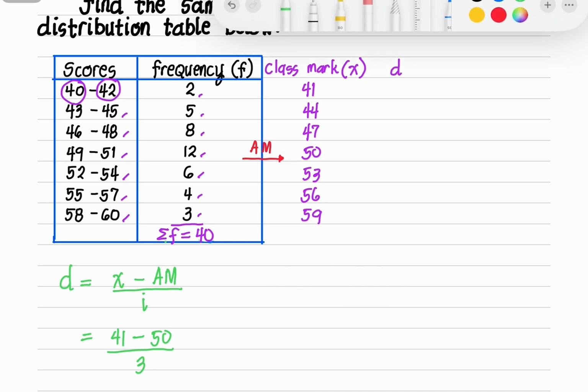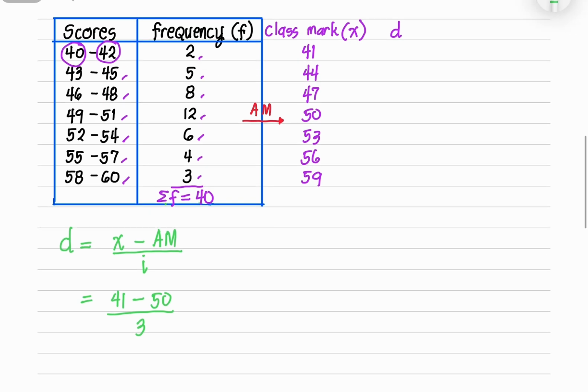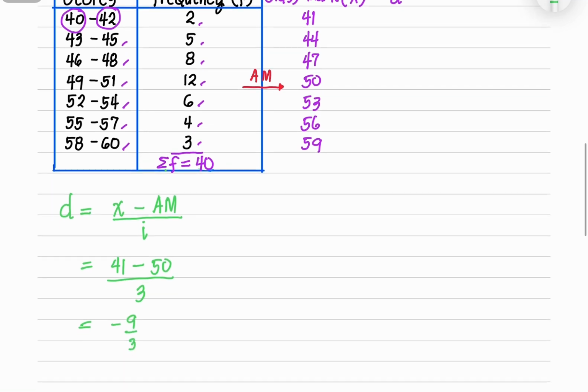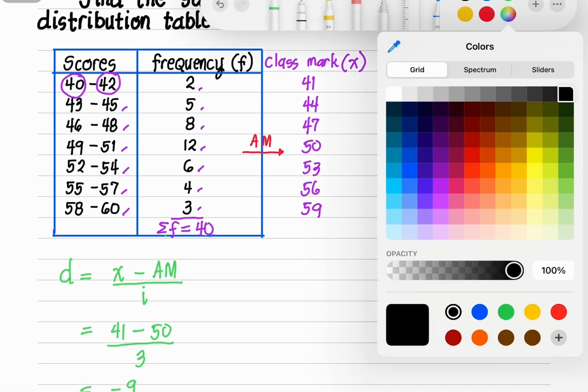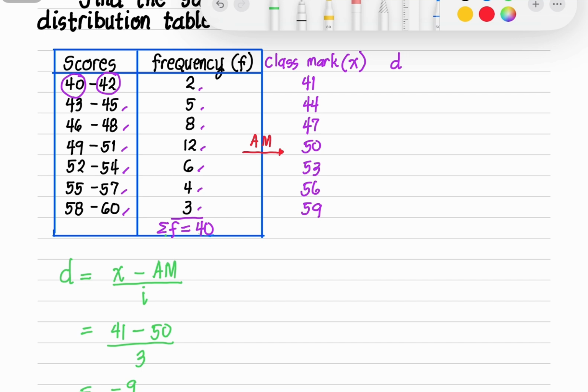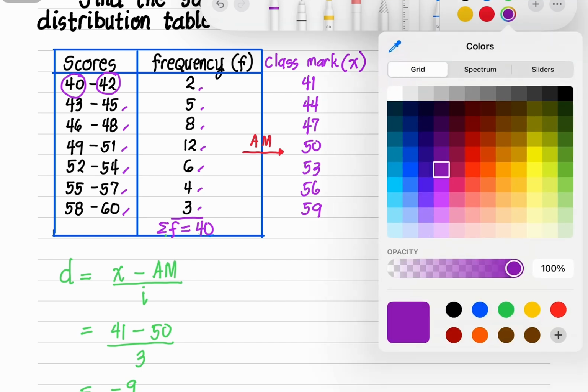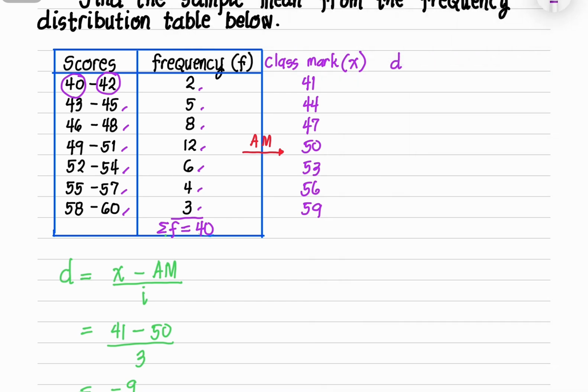Okay. And then, our D here is 41 minus 50. That is equal to negative 9 divided by 3. Of course, our D here is negative, very good, negative 3. Gets? So, meaning, the first value of D is negative 3. That's how simple it is.